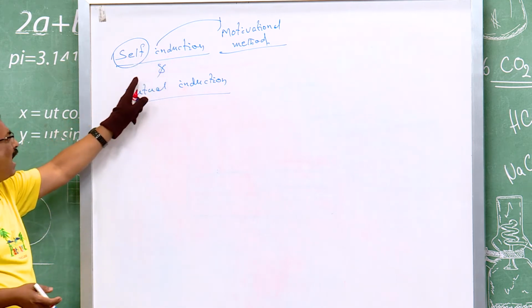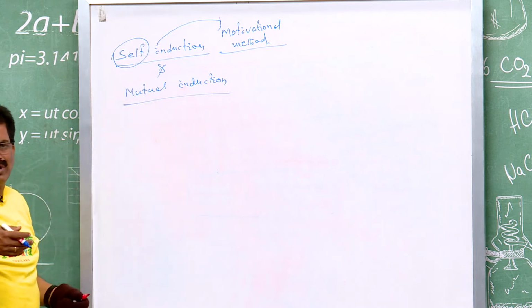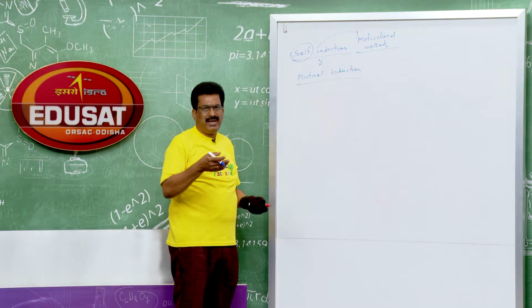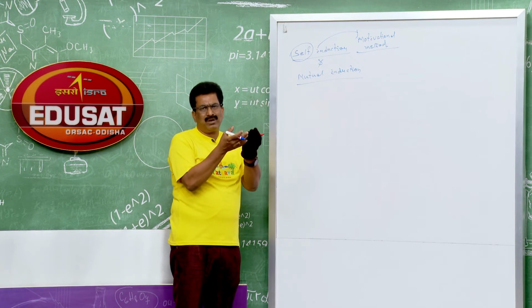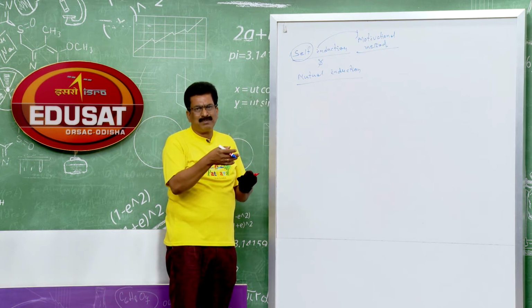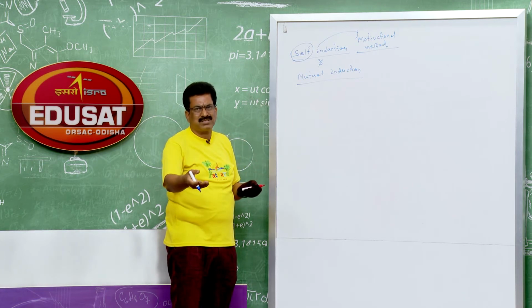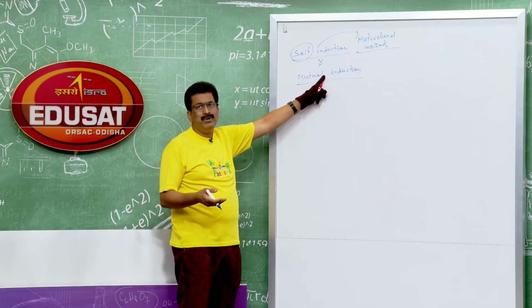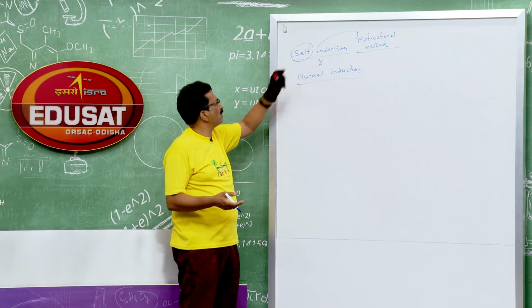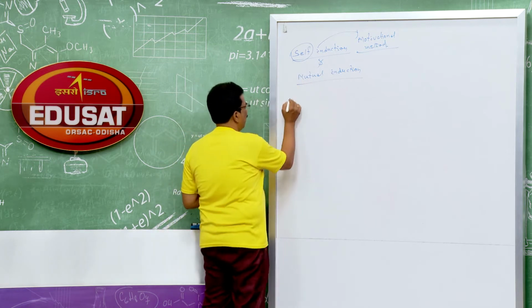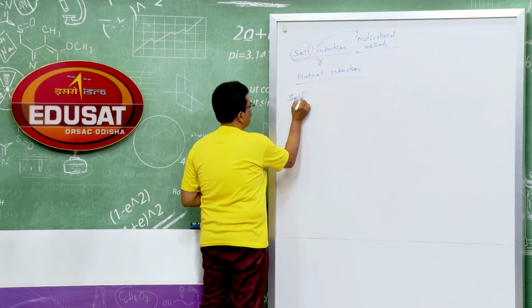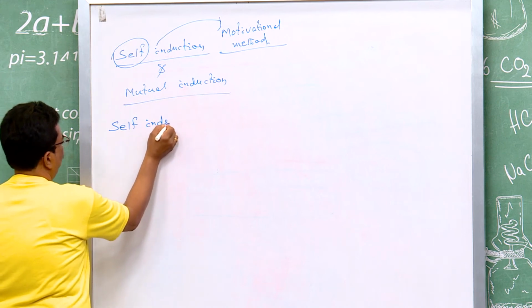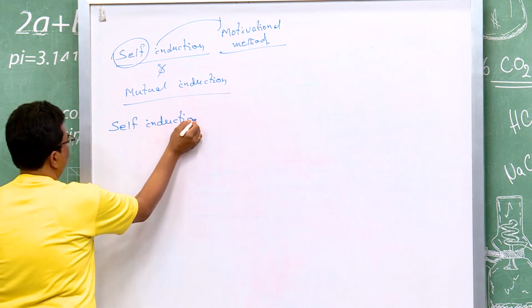is self induction, and mutual means between two things. If something is developed in one and a similar thing is developed in the second one, then that process is known as mutual induction. So, let us now first go for self induction.